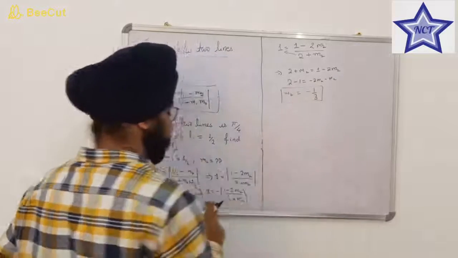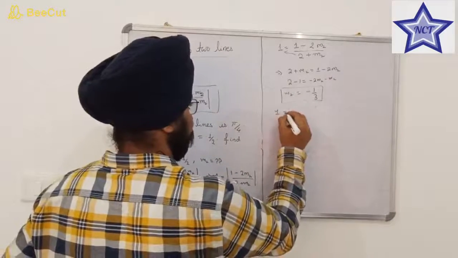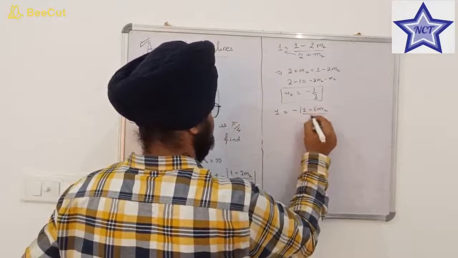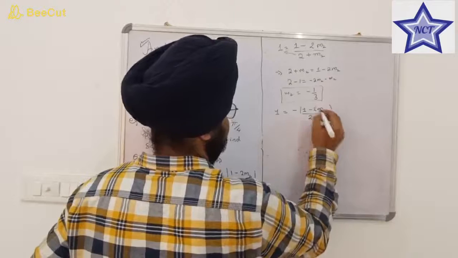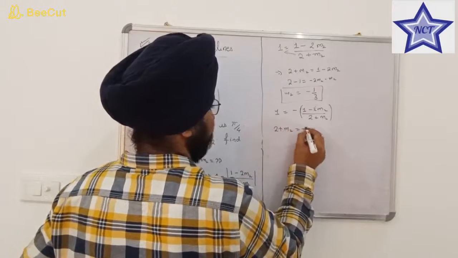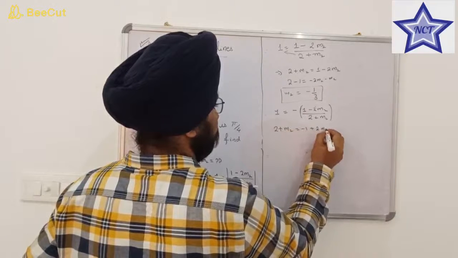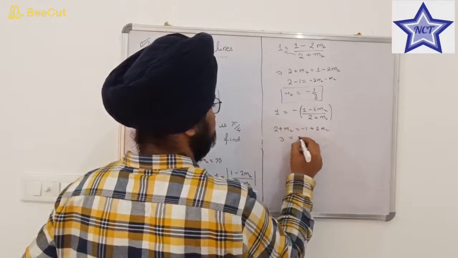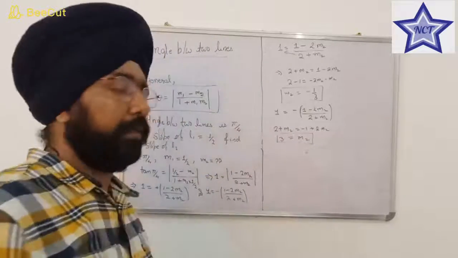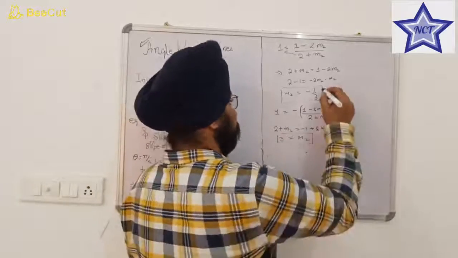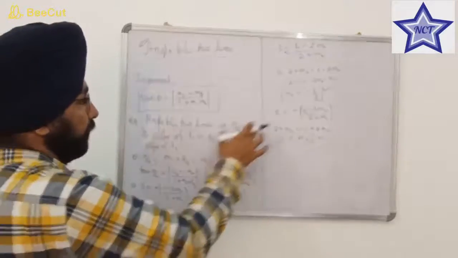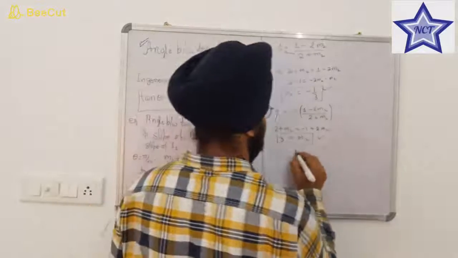From the second equation, taking the negative value, 1 equals minus (1 minus 2m2) upon (2 plus m2). Cross multiplying, 2 plus m2 equals minus 1 plus 2m2, so I get 3 equal to m2. So the slope of line 2 is either minus 1 by 3 or 3.